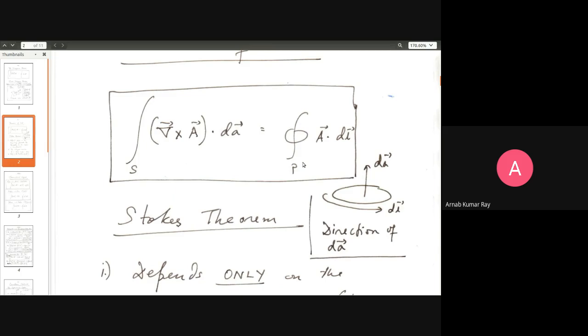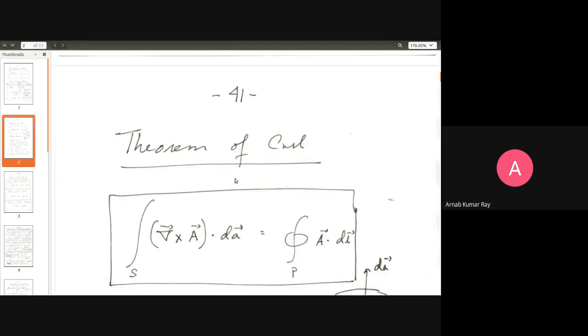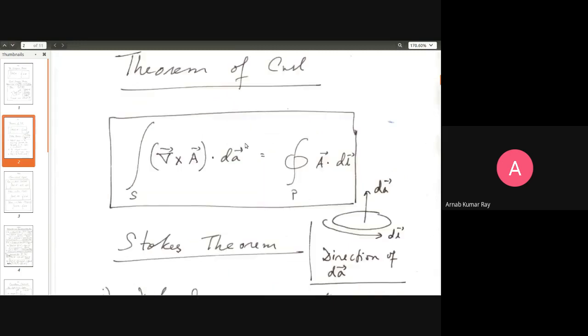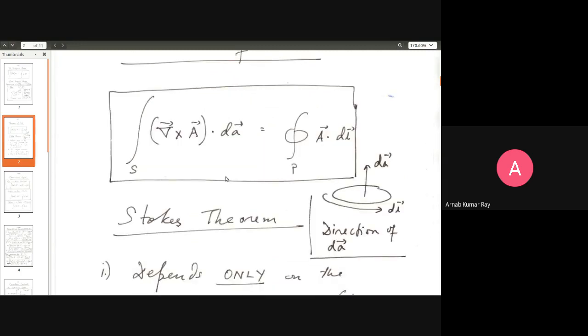Similarly, for the gradient integral, the left-hand side is an integral over the line, and the right-hand side collapses on the point. So the point has 0 dimension, the line has 1 dimension. Anyway, coming back to the theorem of curl, this is known as the Stokes theorem, Stokes's curl theorem.